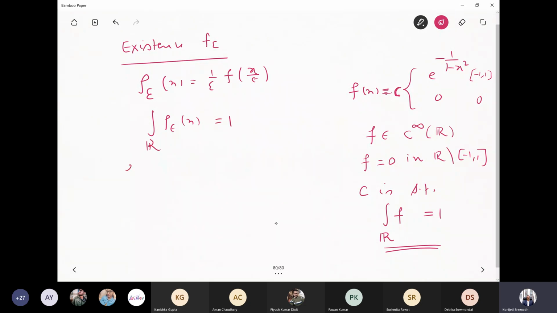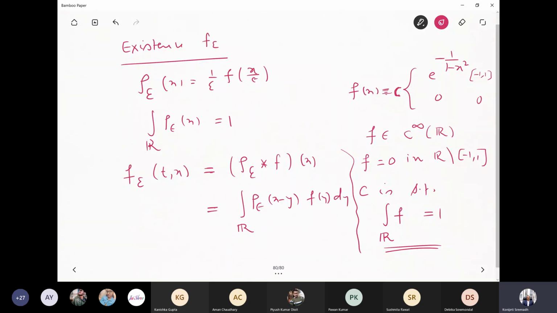Then these f epsilons are produced like this. F epsilons are produced like this. So you write this rho epsilon. This is called convolution with respect to x. So this is defined like this: the integral over R of rho epsilon (x minus y) f(y) dy.